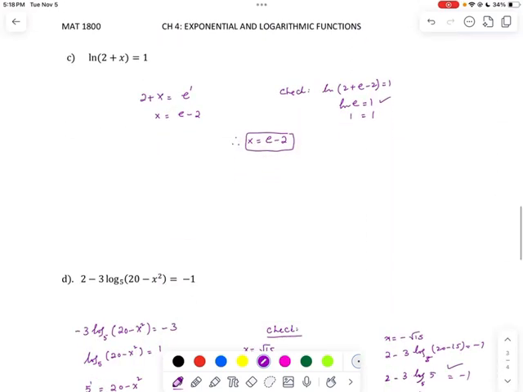Okay, I hope you guys were able to solve the two equations. Let's look at the solution. ln of 2 plus x is equal to 1. So convert to exponential form. What is the base here? The base is e. So you can write 2 plus x equals e raised to the power of 1, which is just e. So we get x equals e minus 2.